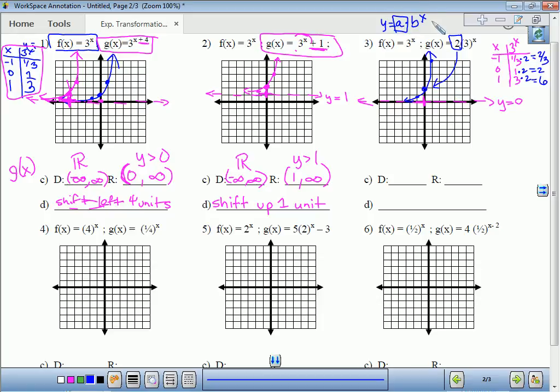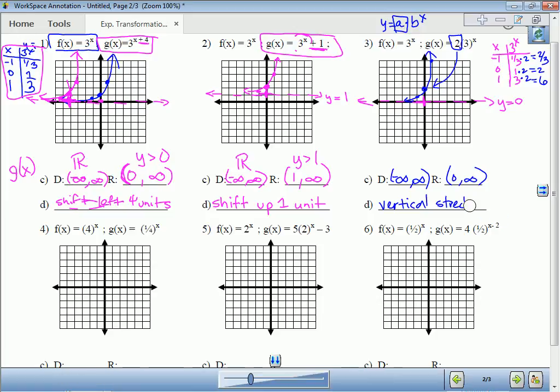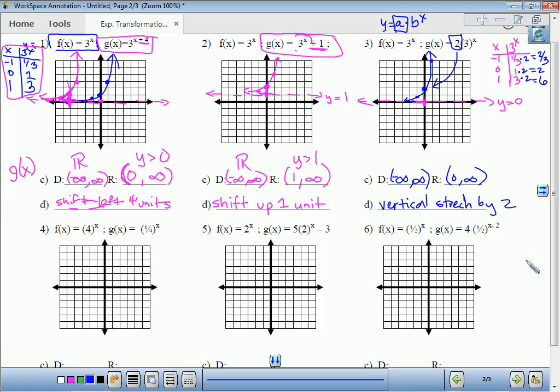Now that only works when it's in this form, y equals a times b to the x, and there's nothing extra. This multiplier ends up being your y-intercept. That's our starting point. All right, domain, still the same. Range, still the same. 0 to infinity, it's the same as the parent graph. But this time we have a vertical stretch by a factor of 2. And I'm okay if you just say by 2, even though it means by a factor of 2.